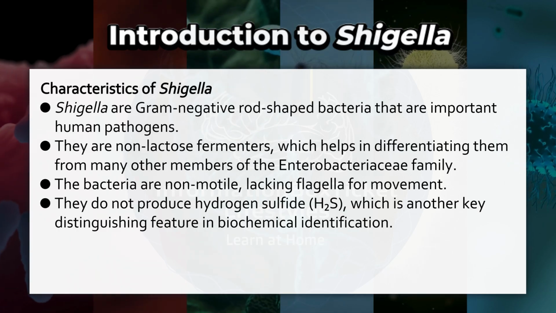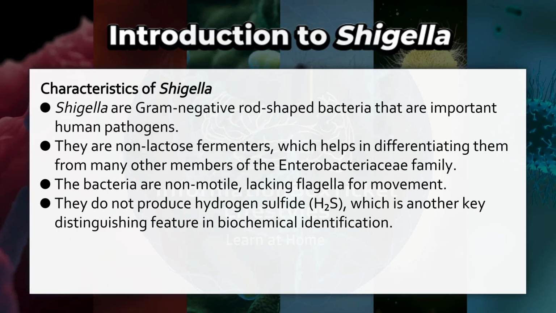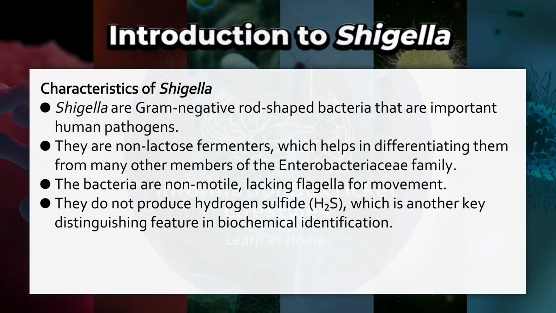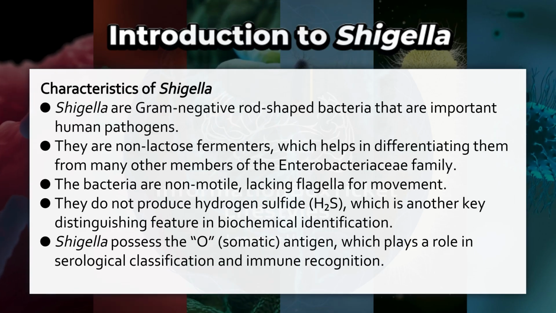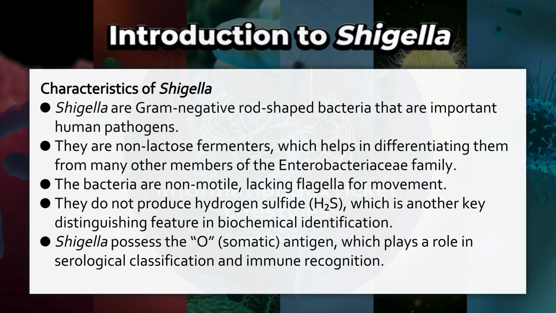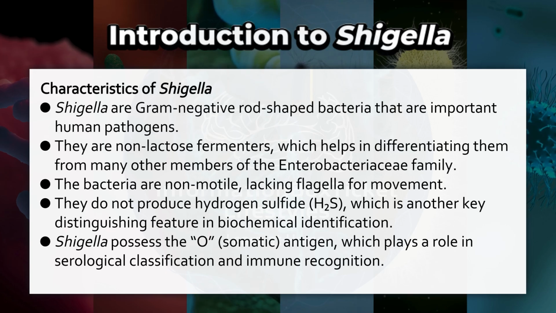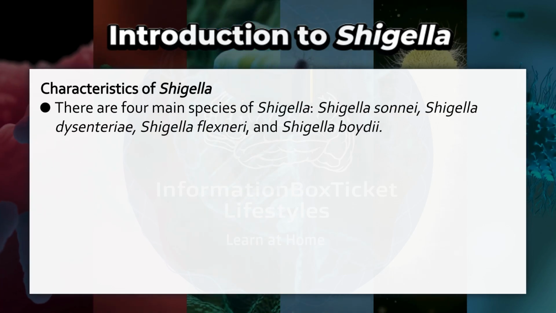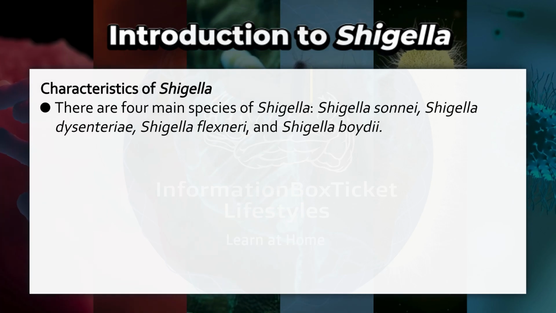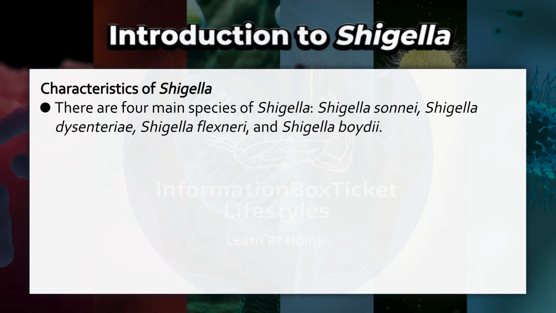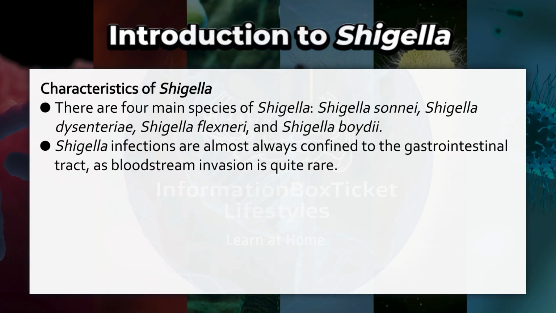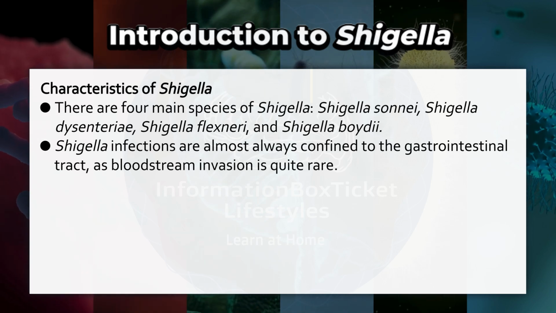They do not produce hydrogen sulfide, H2S, which is another key distinguishing feature in biochemical identification. Shigella possess the O, somatic antigen, which plays a role in serological classification and immune recognition. There are 4 main species of Shigella: Shigella sonnei, Shigella dysenteriae, Shigella flexneri, and Shigella boydii. Shigella infections are almost always confined to the gastrointestinal tract, as bloodstream invasion is quite rare.